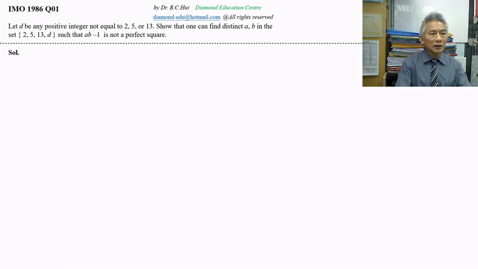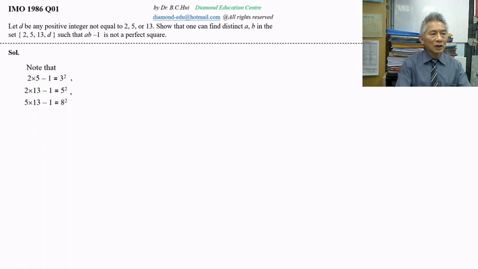This is IMO 1986, question number 1. The problem wanted to show that within the set of 4 different integers, 2, 5, 13, and d, we can always pick 2 integers within the set, say a and b, with a times b minus 1 not a perfect square.